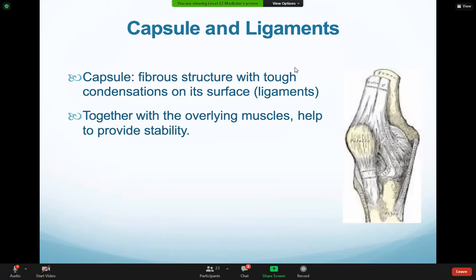Okay, so now moving on to the capsule and ligaments of the joint. The capsule is a fibrous structure with tough condensations on its surface that we call ligaments. Together with the overlying muscles, they help provide stability to the joint.